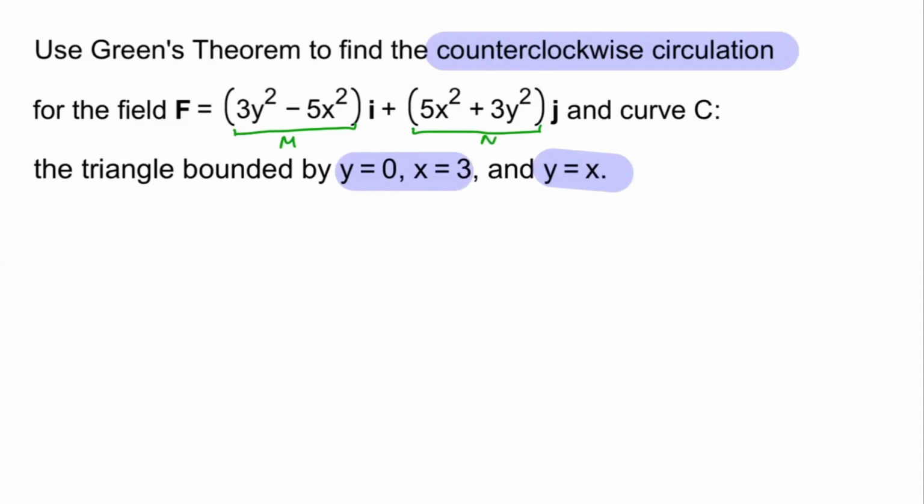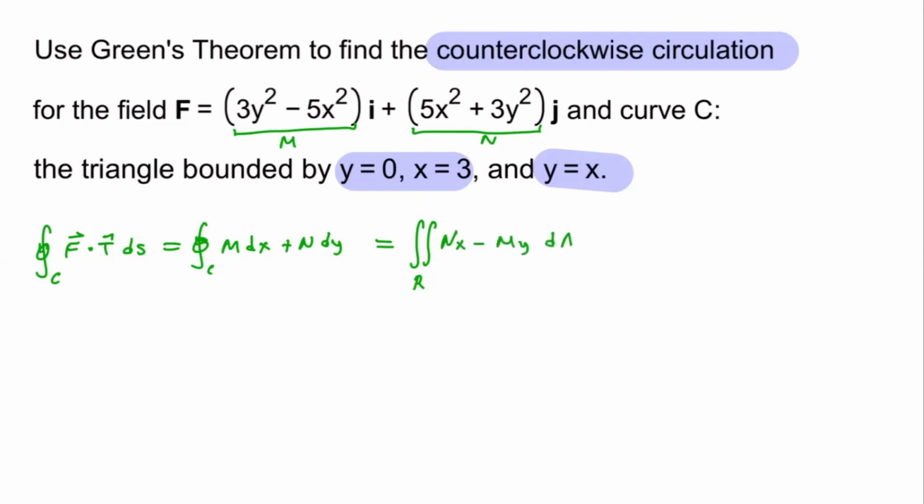The next thing you want to do is write down Green's theorem. So we know the line integral along the counterclockwise oriented curve C of, and there are so many versions of this, you can write F dotted with the unit tangent T hat ds, or you can also write this as the line integral along the curve C, oriented counterclockwise, of m dx plus n dy. This is equivalent to, now by Green's theorem, the double integral over the region R that our curve C encloses of n sub x minus m sub y dA.